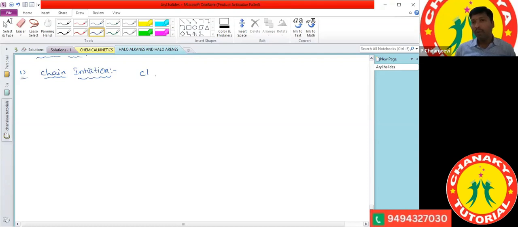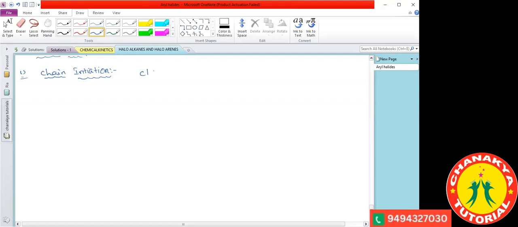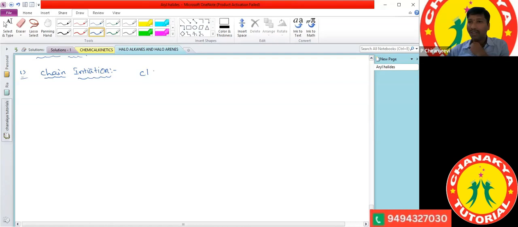For example, a chlorine molecule. So how many chlorine atoms does a chlorine molecule contain? Are all halogens monoatomic or diatomic? Diatomic. So all halogens are diatomic, which means they exist in the form of X2 only. That means F2, Cl2, Br2, I2 only. Now Cl2 we can write as Cl bond Cl.